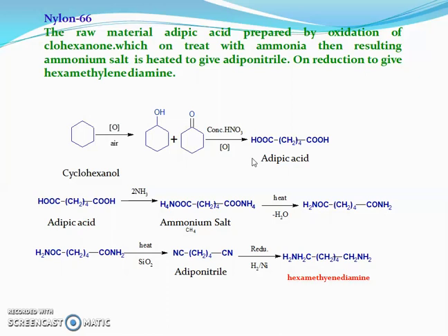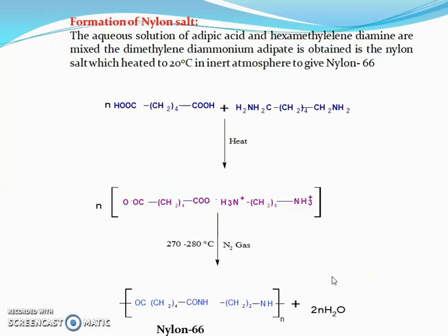The adipic acid can be treated with ammonia, and the resulting ammonium salt is heated to give adiponitrile. This on reduction gives hexamethylene diamine, which is used as the second raw material for nylon 6,6. Now we will see the formation of nylon salt.